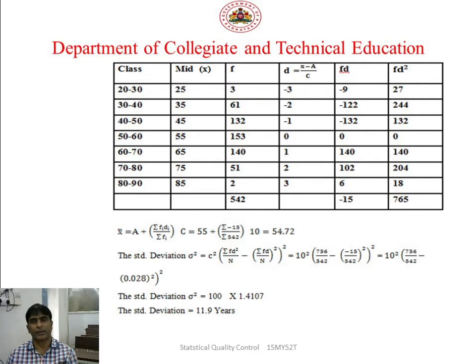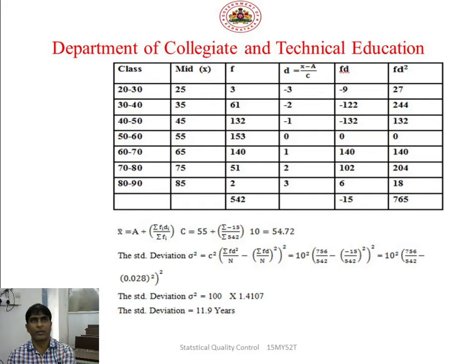So like that, 40 to 50 and so on. Here, the first thing you should calculate is the midpoint, because he has given the class interval from one value to another value. So you should calculate the midpoint, that is x. The midpoints will be 25, 35, 45, 55, 65, 75, 85. The frequencies given are 3, 61, 132, 153, 140, 51 and 2. The total is 542, as the problem itself told us that the total frequency, the total number of members, is 542.